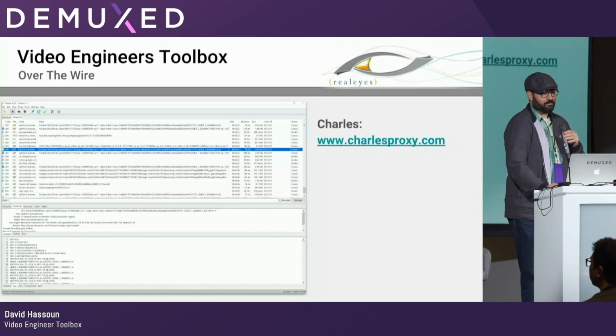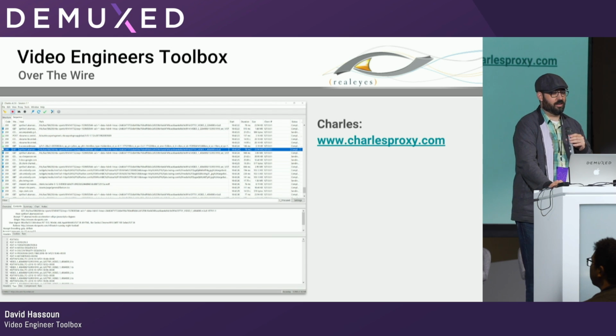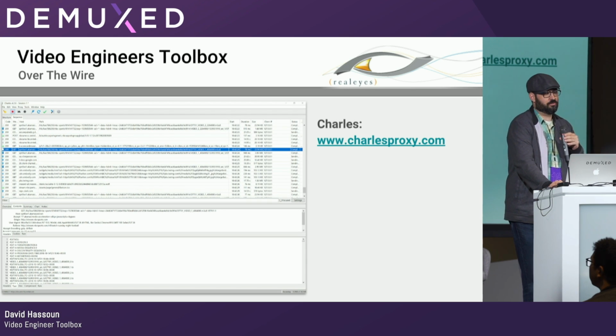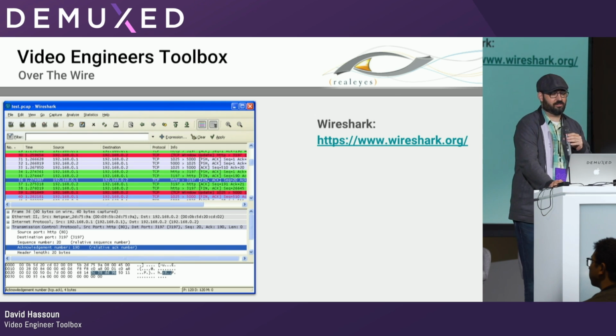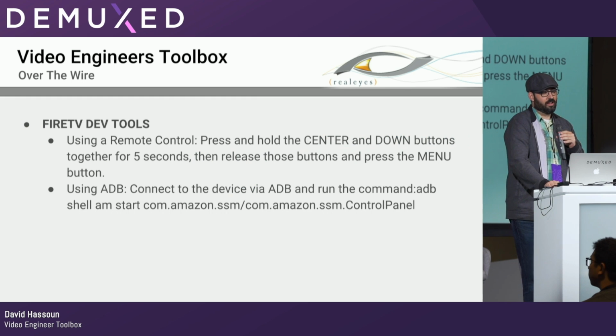So over the wire. Charles, I'm sure most people have used that. It's very handy, good for network. Also really handy when you need to fake things and do different kinds of man-in-the-middle proxying and so forth. When you want to take a step deeper, you can go into Wireshark. That's also good when you need to start looking at some of the HTTPS stuff if you don't want to deal with setting up all your certs on your devices and other stuff beforehand.